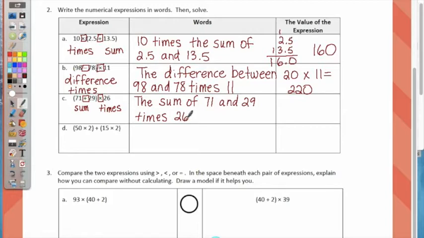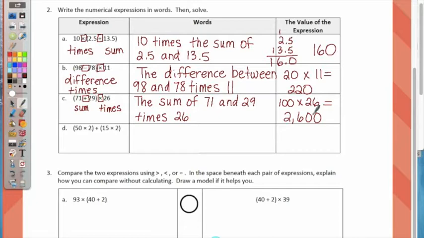Okay, Junior, what's 71 plus 29? 71 plus 29, what is it? 100. So we've got 100 times what? 26.